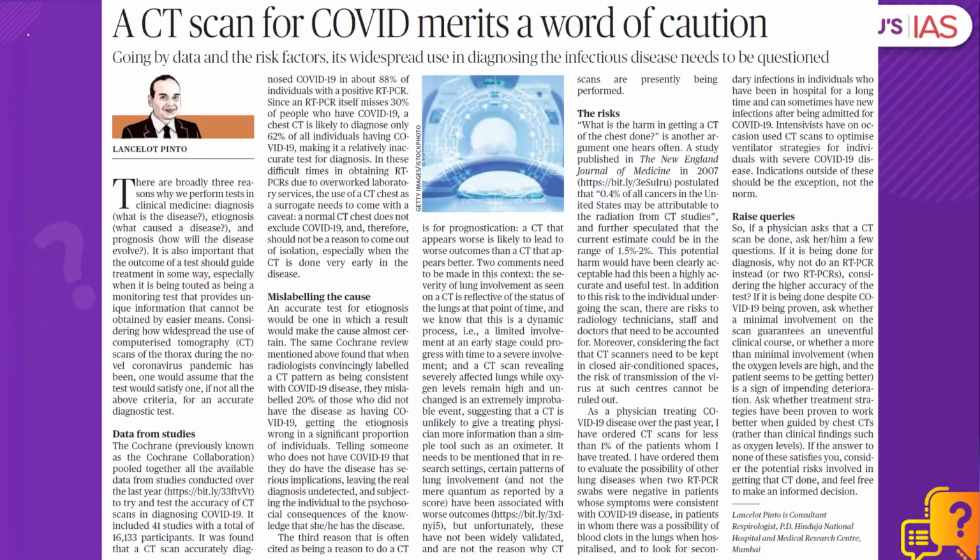What is the context? This is today's The Hindu newspaper. A CT scan for COVID merits a word of caution. There are lots of risks associated with CT scans, and the column says its widespread use in diagnosing infectious diseases needs to be questioned.